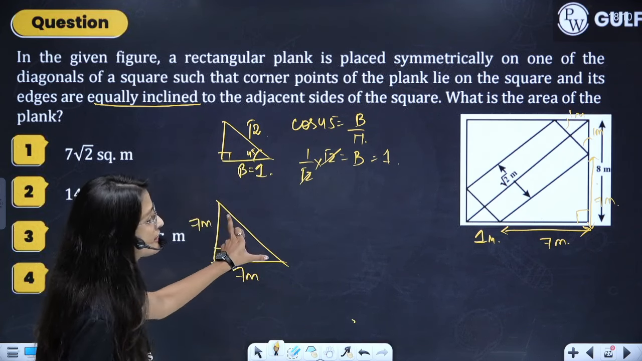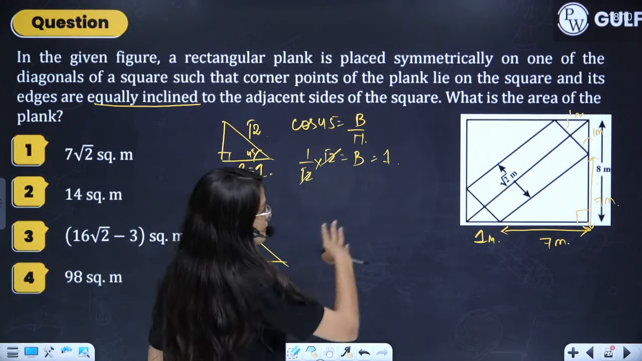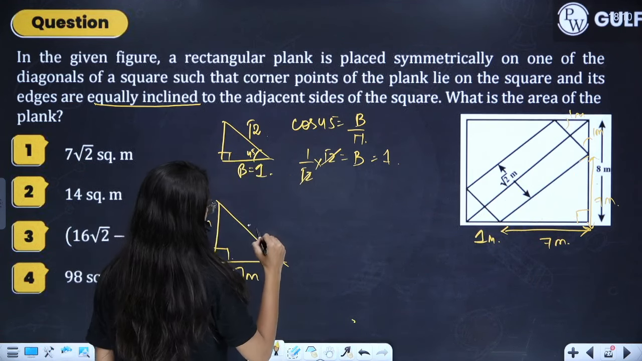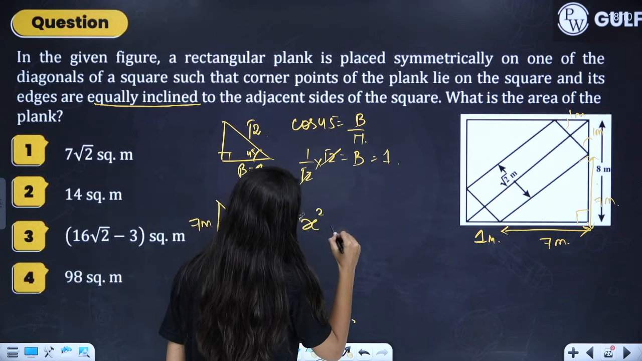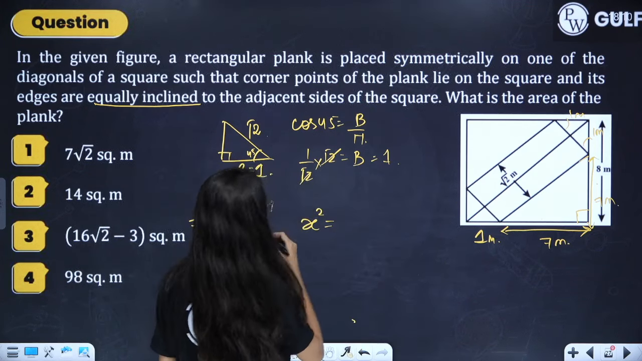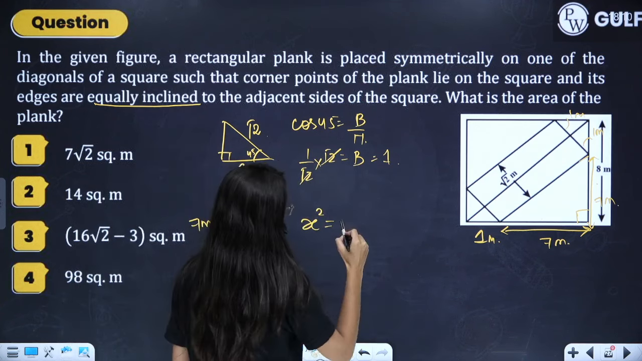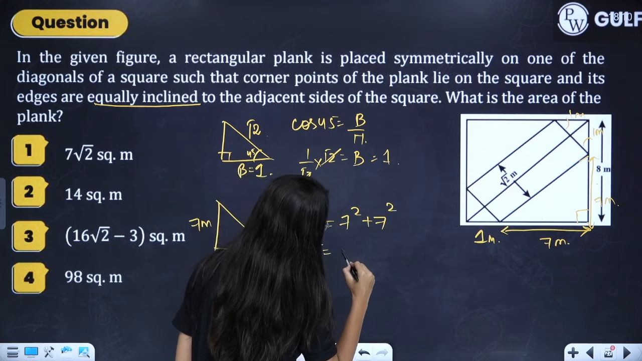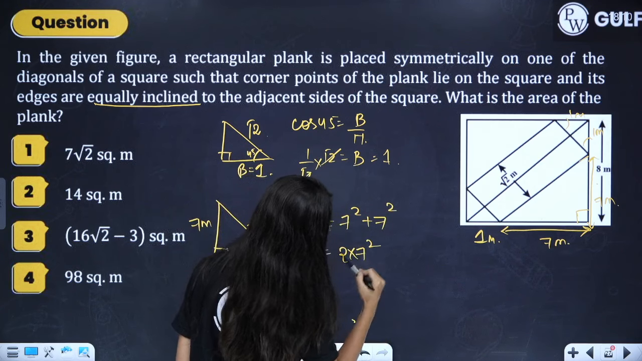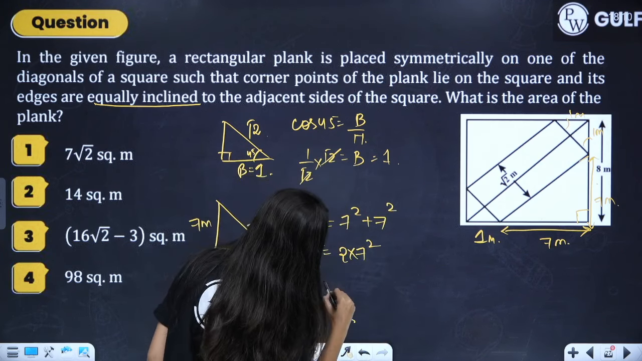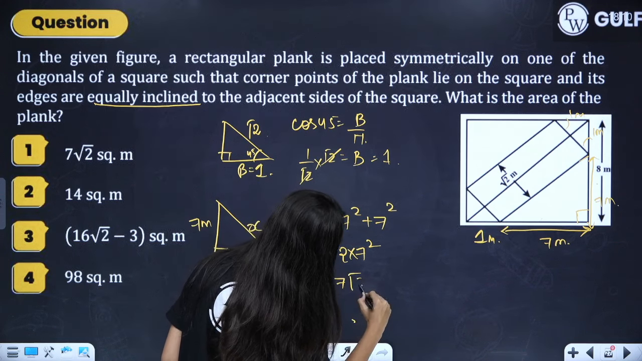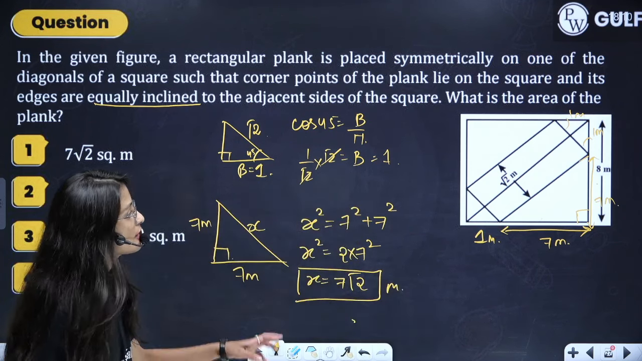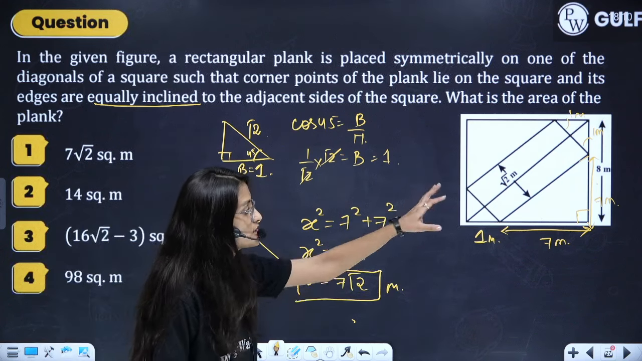If I find this length, here it would be the hypotenuse, but in this figure it would be the length of my plank. So I'll keep it as x, or I might take it as L as well. Take x square is equal to 7 square plus 7 square. So what I'll be getting? Square is equal to 2 multiplied by 7 square, so 7 root 2 meters. So here now I have the length as well as the breadth.